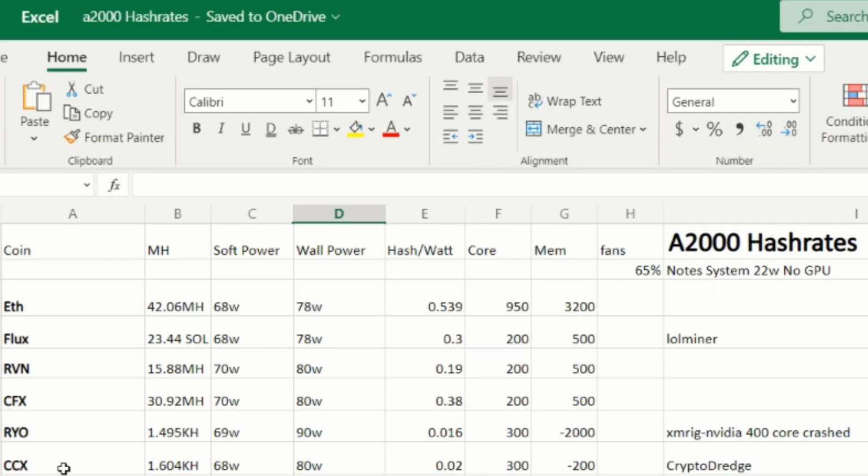Okay, CCX or Conceal. I did hit 1.604 kilohash, 68 watts in the software, 80 watts on the GPU at the wall, 0.02 of a hash to watt ratio. Settings used here, 300 on the core, minus 200 on the memory. My miner used was CryptoDredge.